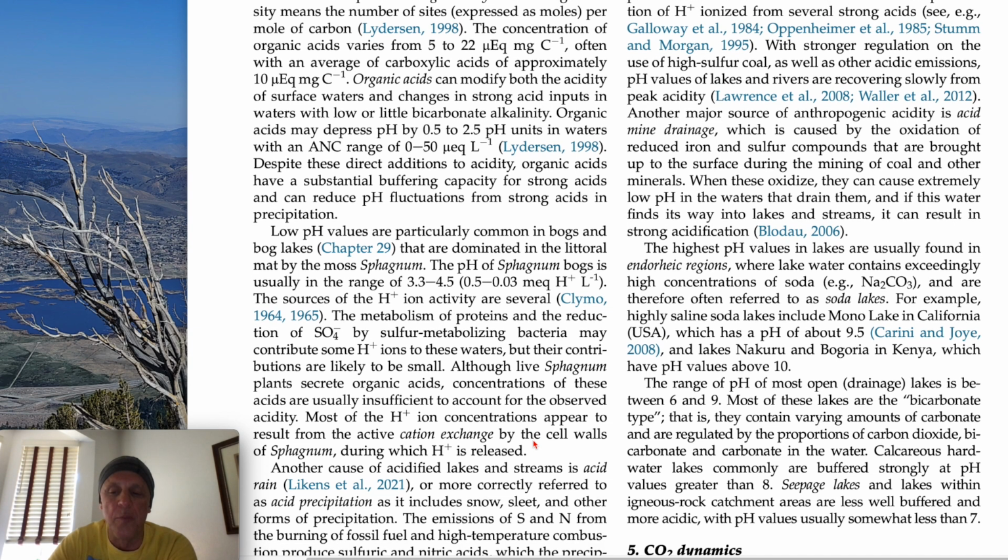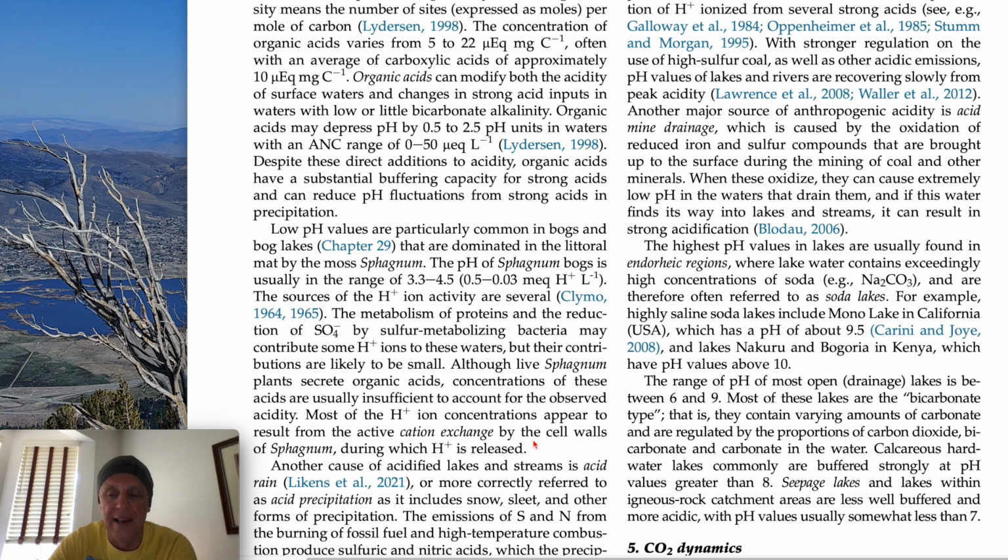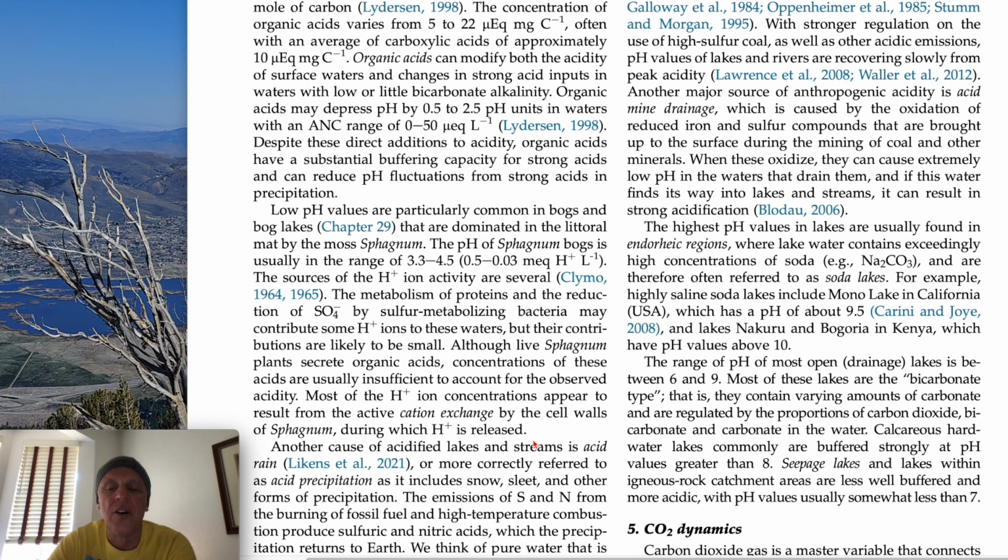The range of pH of most open drainage lakes is between 6 and 9. Most of these lakes are the bicarbonate type. That is, they contain varying amounts of carbonate and are regulated by the proportions of carbon dioxide, bicarbonate, and carbonate in the water. Calcareous hard water lakes commonly are buffered strongly at pH values greater than 8. Seepage lakes and lakes within igneous rock catchment areas are less well buffered and are more acidic, with pH values usually somewhat less than 7.